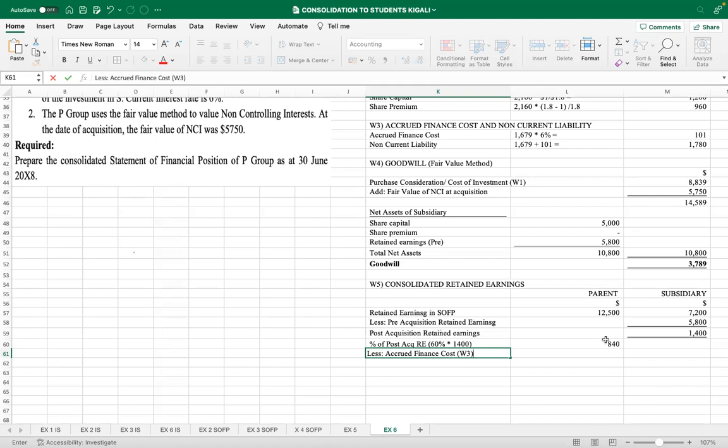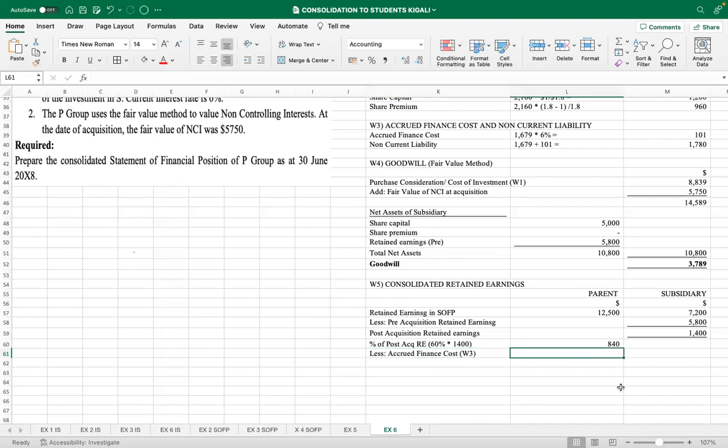Accrued finance cost as a result of deferred consideration. We less it. Accrued finance cost, where is it? It was 101. You less it because it's an expense, and an expense affects the retained earnings. I hope we are together there.